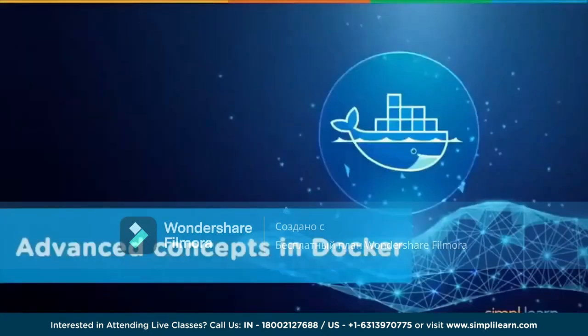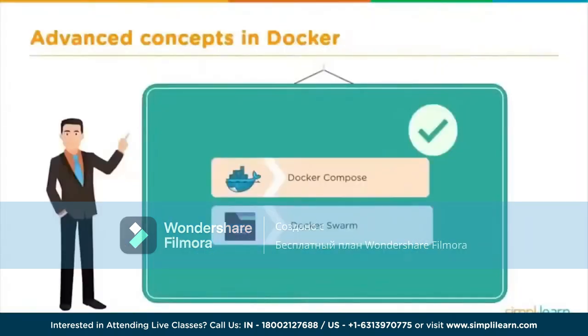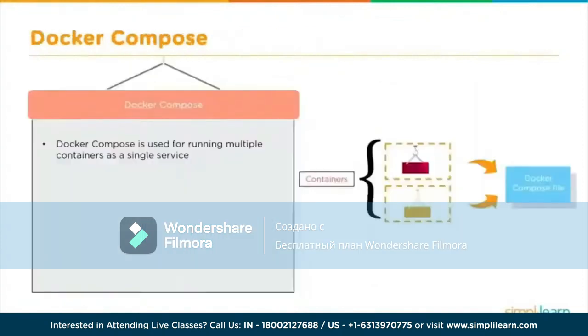So let's look at some of the more advanced concepts within the Docker environment. We're going to look at two advanced components. One is Docker Compose, and the second is Docker Swarm. So let's look at Docker Compose. Docker Compose is designed for running multiple containers as a single service. It does this by running each container in isolation, but allowing the containers to interact with each other.